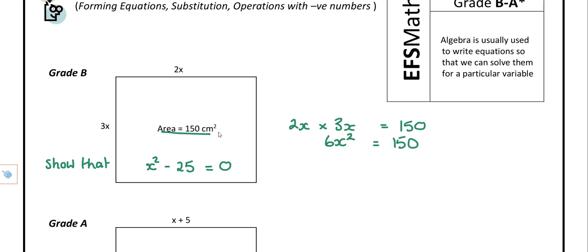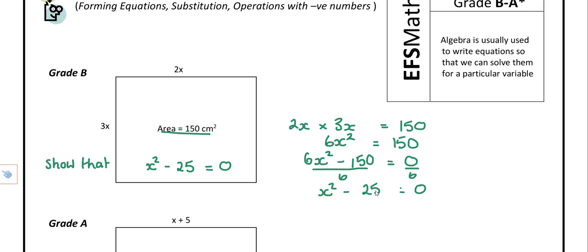Well, what we know is we're given a value for area, so we know to form our equation for area. But I've done that, so 6x squared equals 150. How do I get from 6x squared equals 150 to this? Well, minus 150 from both sides gives me 6x squared minus 150 equals 0. So that gives me the 0 bit. Alright. I'm still not quite there, so I have to divide by 6. So if I divide all by 6, I still get 0 here, but I get x squared minus 25.